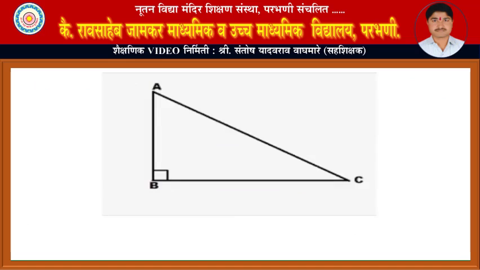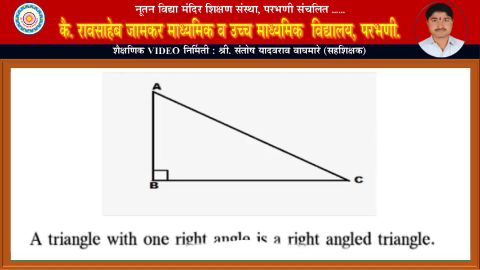In this triangle, you see one angle marked with a perpendicular sign, that is 90 degrees. So, we can say that one angle is a right angle. Such a triangle is called a right angled triangle. A triangle with one right angle is a right angled triangle.